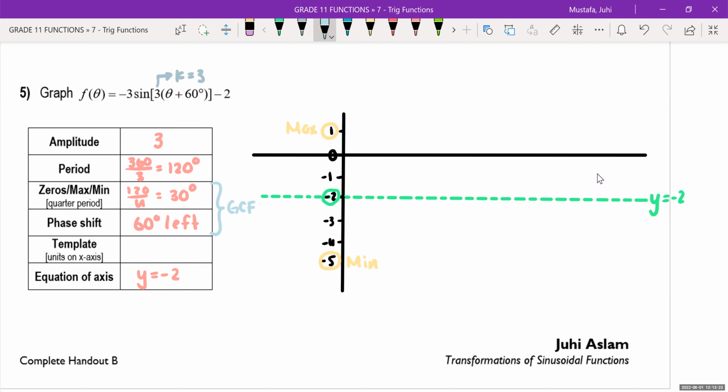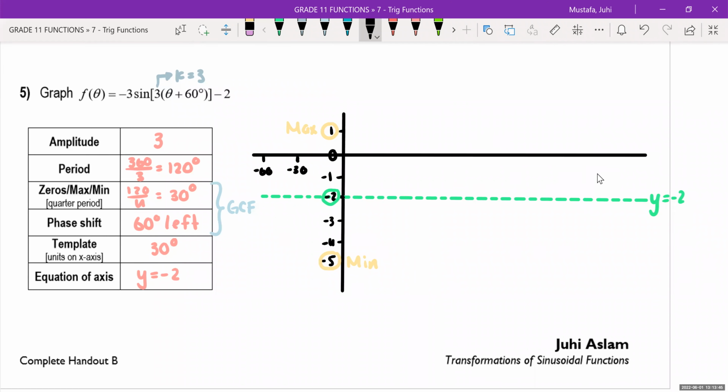So I look at 30 and 60, and I recognize the common factor between both of them is just 30 degrees. And that means our template is going to be 30 degrees. Now, because we're moving 30 degrees to the left, we do have to get into negative numbers. So from 0, this is going to be -30, and this is going to be -60.